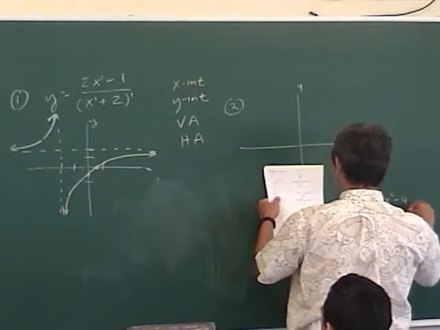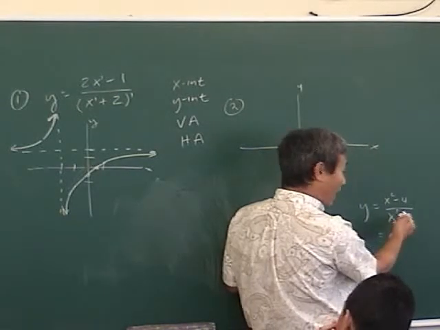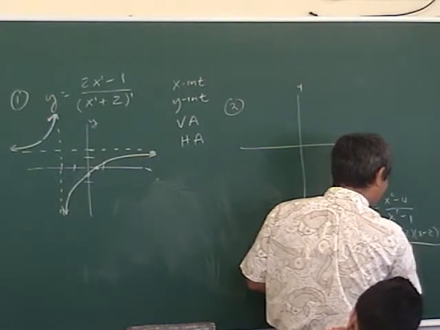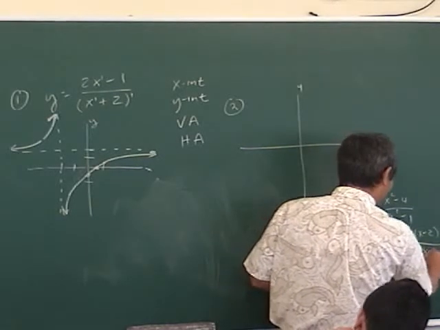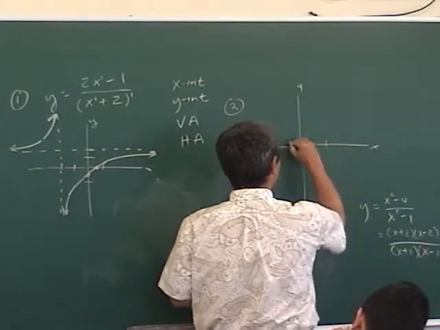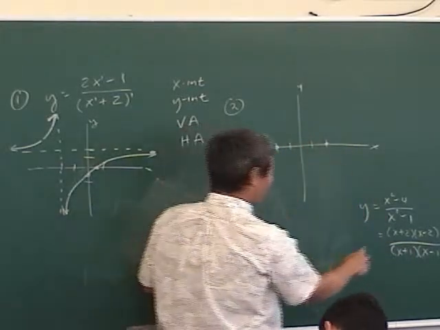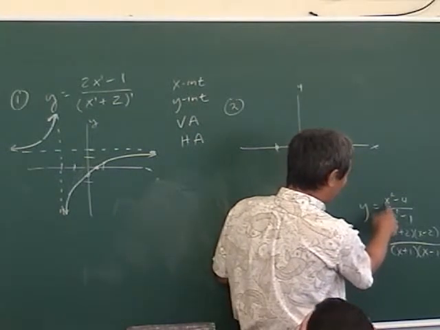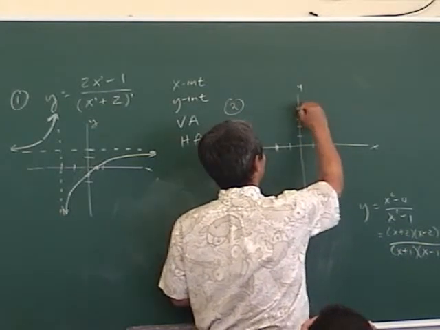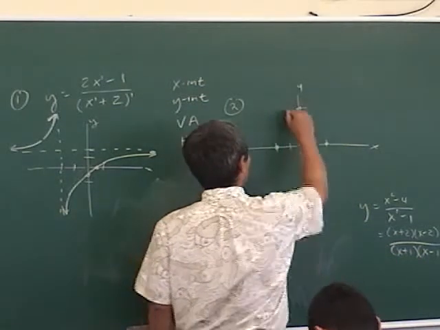X squared minus 4 over x squared minus 1. Now if you have to, because some of you only have part of the x-intercepts, completely factor it like this to see everything. What are the x-intercepts? What makes the top 0? -2 and 2. Y-intercept, plug in 0 for x. If you plug in 0 here and here, you get -4 over -1, which is 4. Vertical asymptote is when the denominator is 0. What makes the denominator 0?